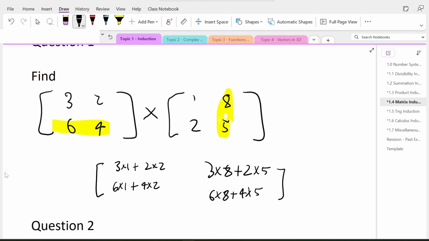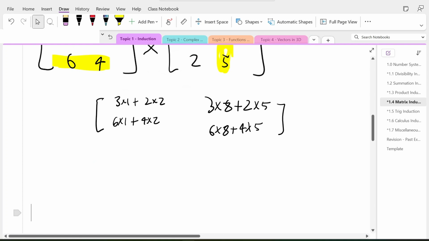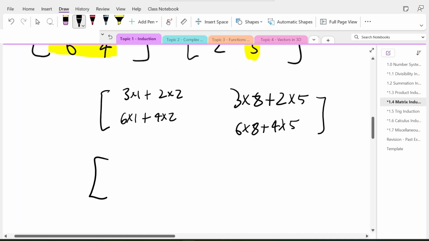Once you get all that in, you can actually just work out what these numbers are. So this first one, for example, will just be 3 plus 4, so that's 7. Next one's going to be 34. Next one here would be 6 plus 8, so that's 14. And then next one here would be 6 times 8, so that's 48 plus 20, so 68.